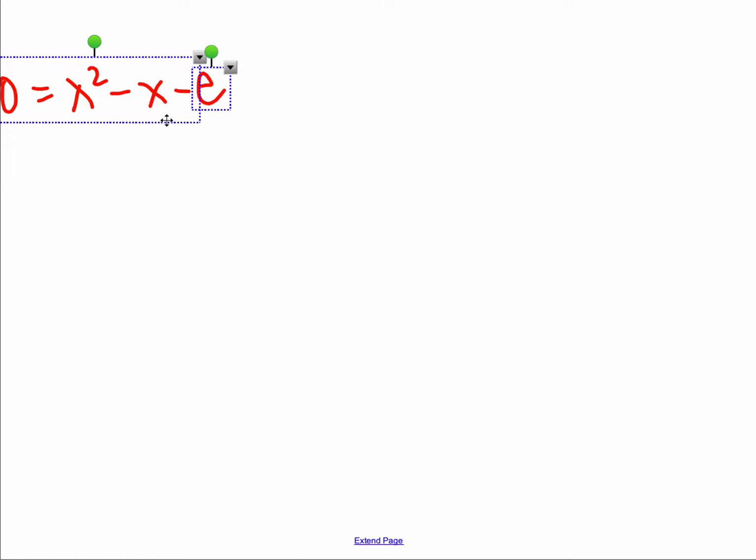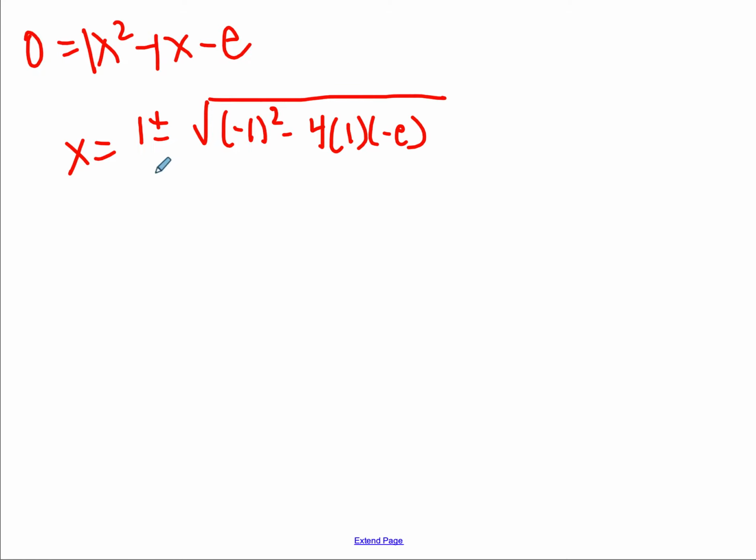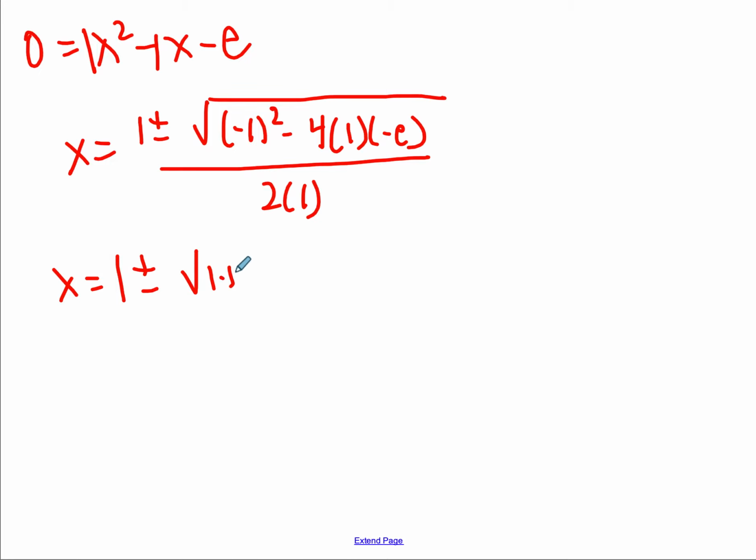Because you can't factor that one. So quadratic formula, so x equals the opposite of b. So my b is currently negative 1, so it'd be 1 plus or minus the square root of b squared, negative 1 squared, minus 4 times my a, which is 1, times my c, which is negative e, all over 2a. So it'd be 2 times 1. So x is equal to 1 plus or minus the square root of 1 plus 4e, all over 2.